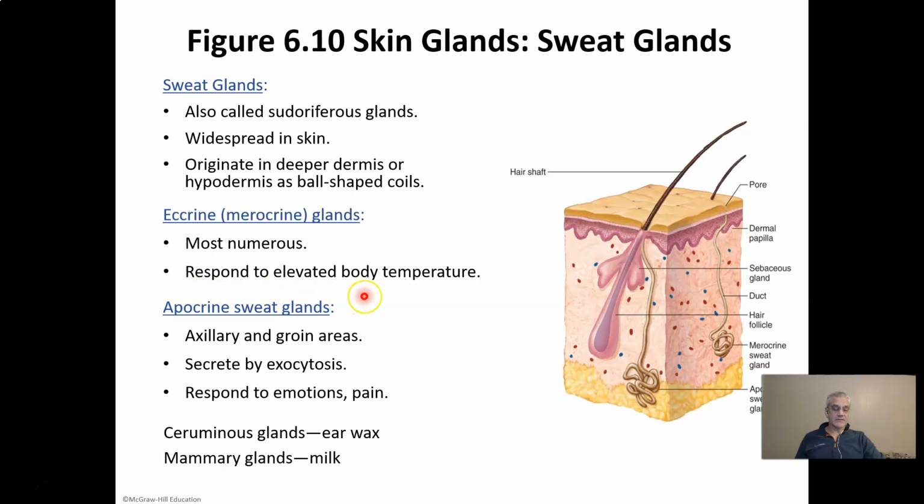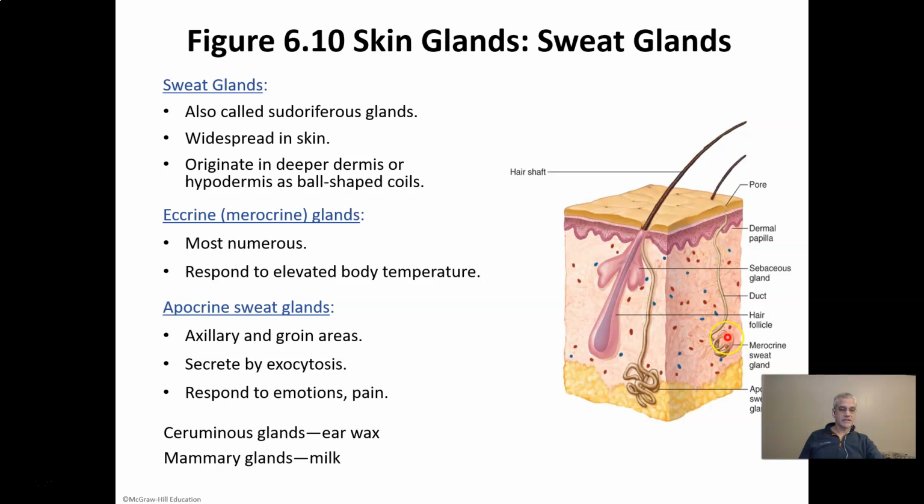As it says, it responds to elevated body temperature, trying to keep you cool. That's really the point. Here is a Merocrine or Eccrine sweat gland. It's tubular in shape, and it is not associated with a hair shaft. Now, that doesn't mean it's not near hair shafts. It's just not associated directly with a hair shaft.